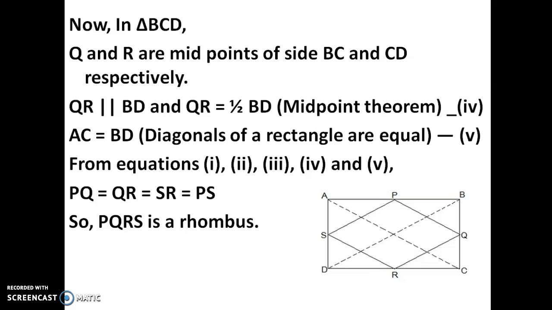Just now we proved that opposite sides are parallel, and we proved that all four sides are of equal length. Then we can say that PQRS is a rhombus, hence it is proved.